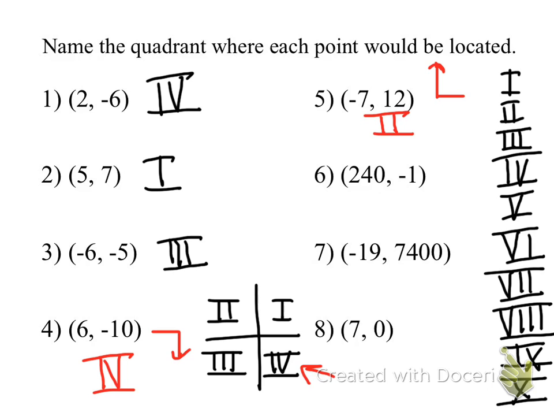Which direction do I go? You go right. And then? And then down, so it would be in quadrant 4. Good. It doesn't matter that that's a really big number.